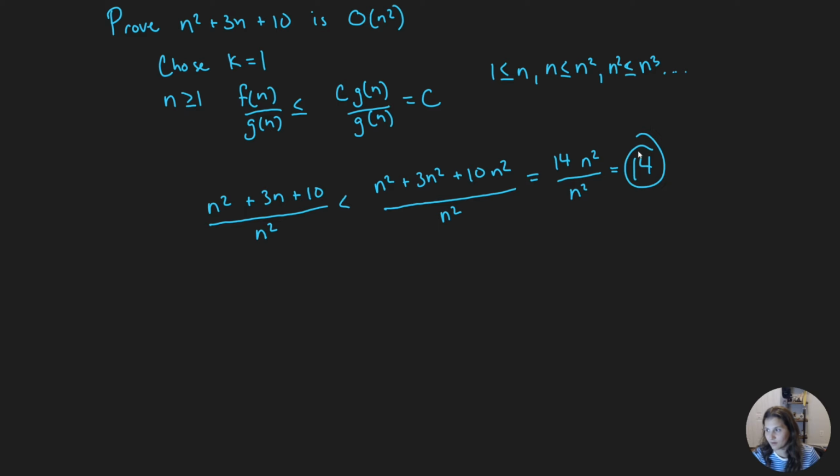This is our constant. So we choose C equal to 14. That is the constant that exists. Thus, n squared plus 3n plus 10 is big O of n squared, because n squared plus 3n plus 10 is less than or equal to 14n squared.